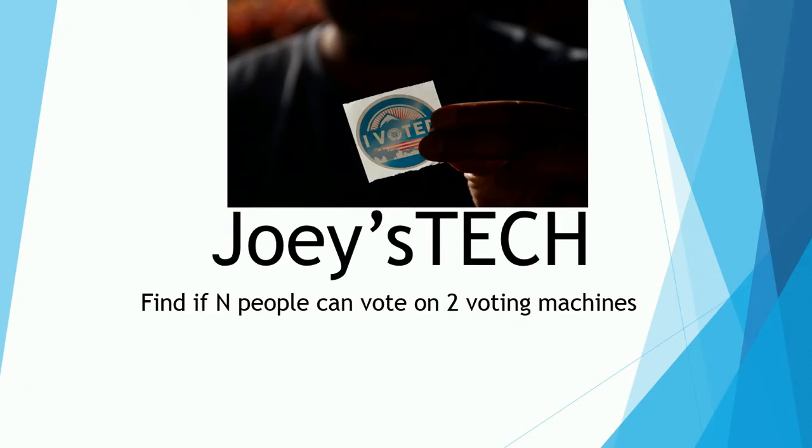I am back with a problem which I'm sure you are going to enjoy learning. The problem is: find if n people can vote on two voting machines. Now, the level of this problem is advanced, but if your basics are right, then solving this problem will be a piece of cake for you. Don't worry, I'll explain this problem step by step, even the intuition part, because that is going to help you develop the ability to find the solutions of such kind of problems on your own.